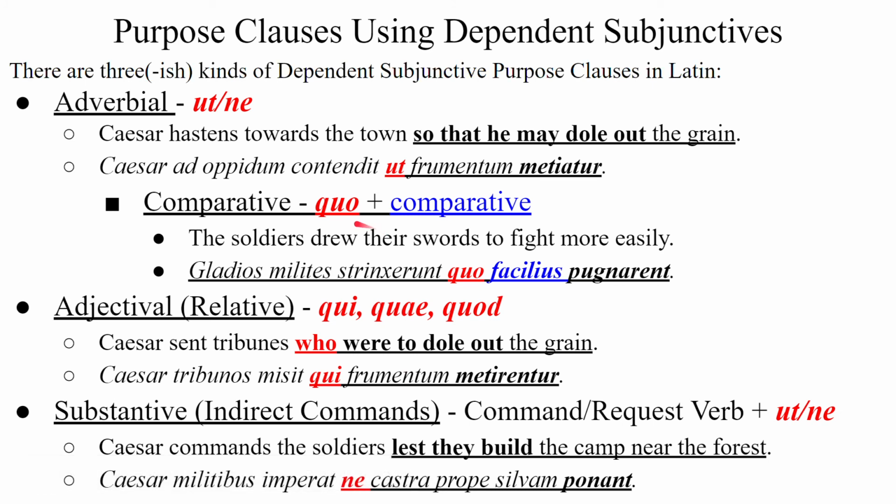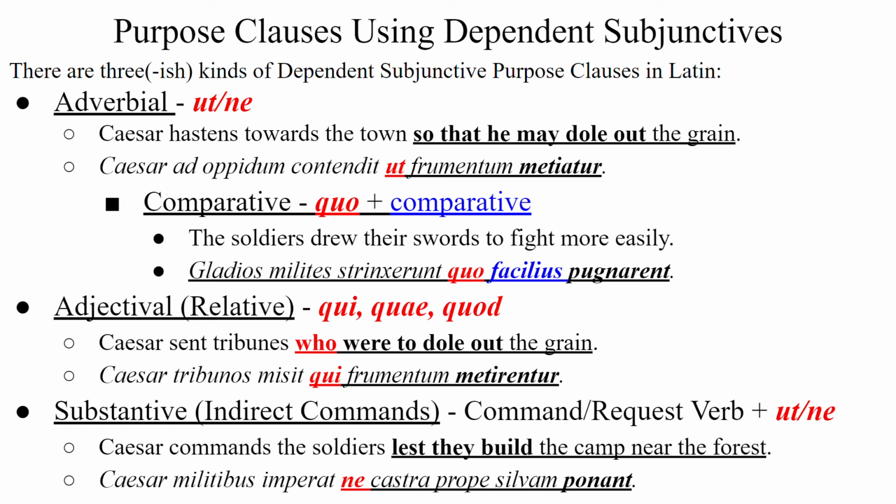And that's all you need to know if you are in chapter 44. If you are in chapter 45, you need to not only know those three-ish, but also add the substantive indirect commands. Command or request verb plus ut or ne. Caesar militibus imperat, ne castra prope silvam ponant. Caesar commands the soldiers, lest they pitch camp near the forest. Caesar commands the soldiers so that they not pitch camp near the forest.